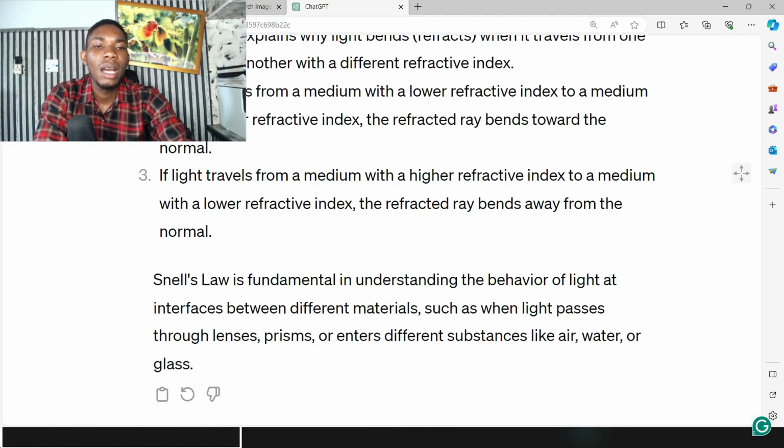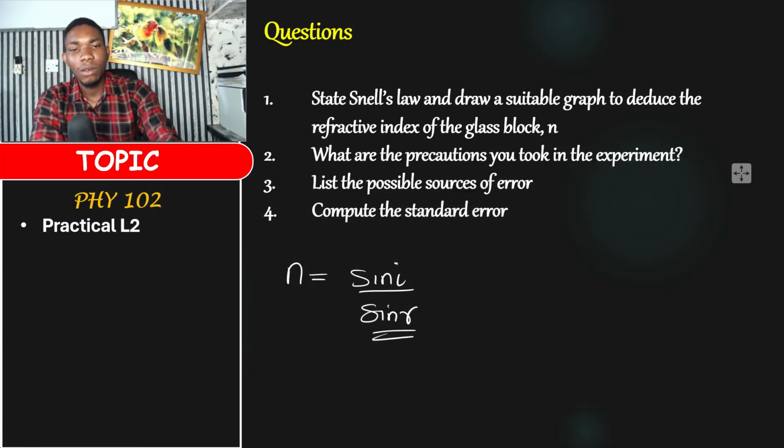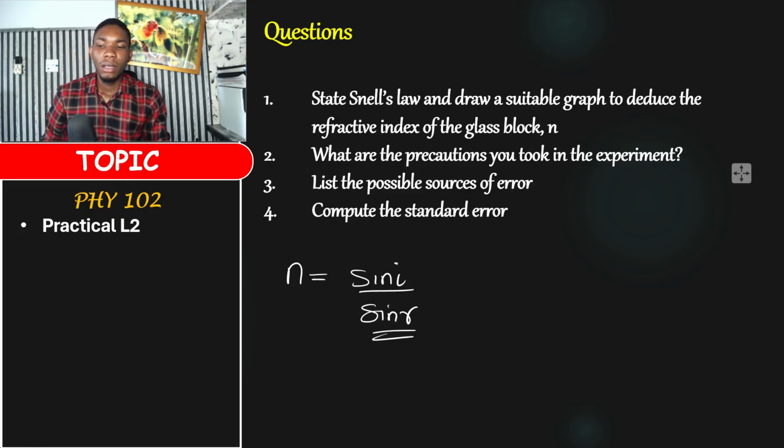All these ones, they are just English. Alright, so you state Snell's law. How do you confirm Snell's law? You use this formula: n is equal to sine i all over sine r.